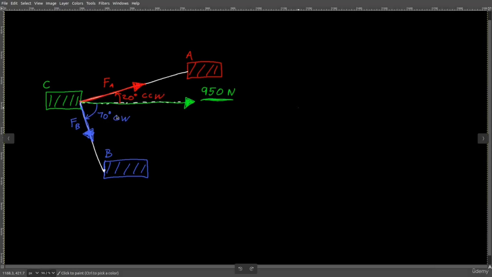Welcome back. So we need to solve this exercise where we have to calculate FA and FB so that this car C would experience a force of 950 newtons along the straight road in the direction of this green arrow. But in order to do so, let's for a moment forget about this exercise and let's learn some basic concepts with which we can solve this exercise later on.